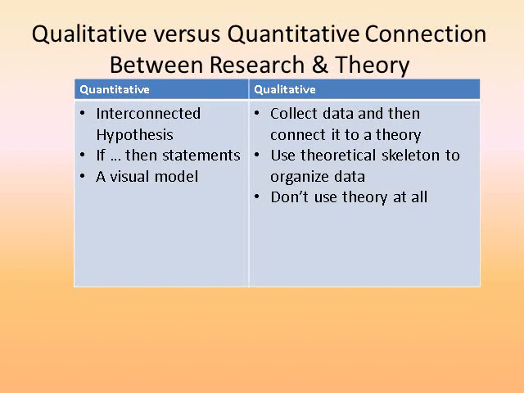If-then logical statements show an inference, like if the parties don't settle in a mediation, then they will go to court. Visual models show a causal model to show the connection of research to theory. In qualitative research, data is collected, then connected to research, or theory provides a skeleton to organize data. Sometimes I've read qualitative research reports that don't use theory at all.